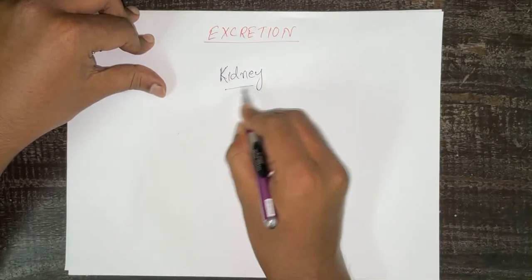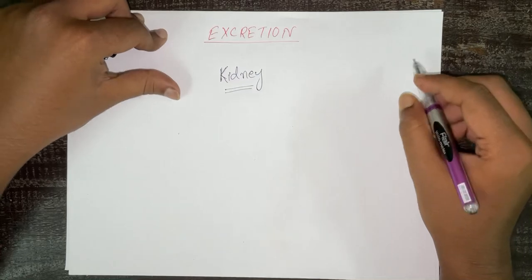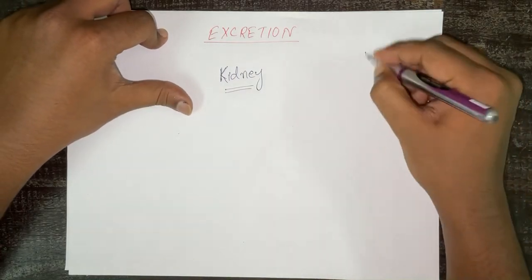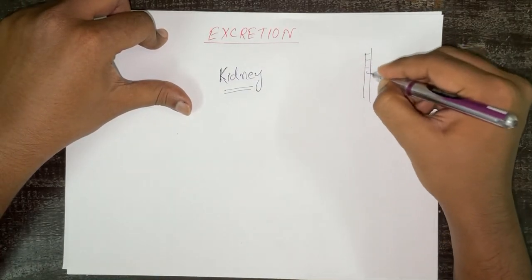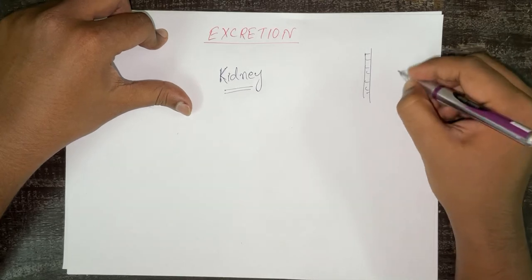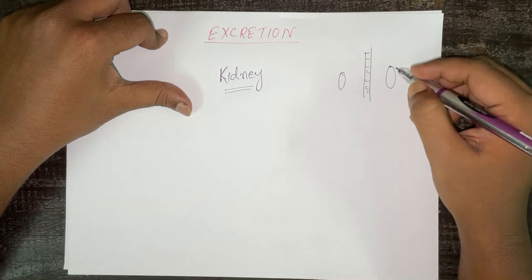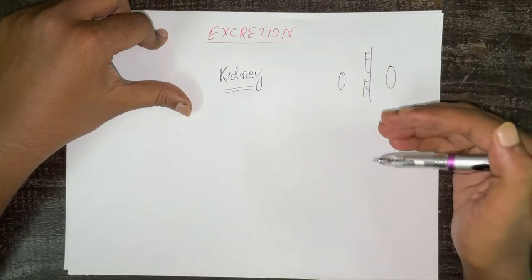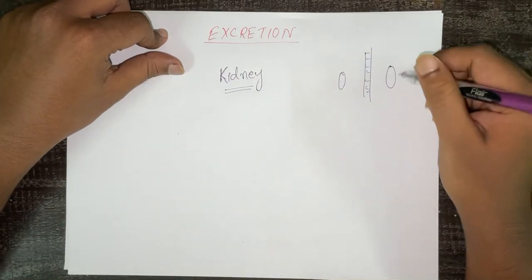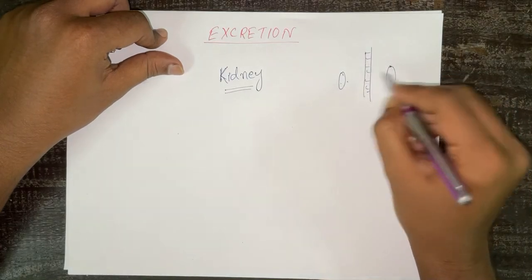Now, where does the kidney lie? The kidney lies on the two sides of the backbone. So the backbone that you have, there are two kidneys adjacent to the backbone, one here and one here. These are behind your abdominal cavity. Okay, so these are the two positions where the kidneys lie.